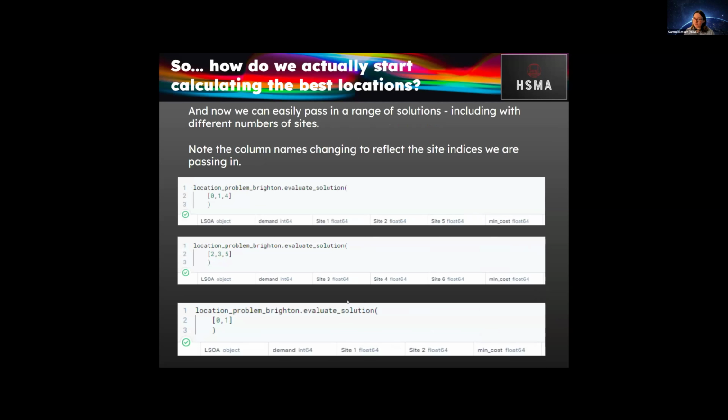So now we can start to pass in a range of solutions, including with different numbers of sites. It's completely flexible. As long as the number of sites you're passing in is lower than the number of sites that exist, then it will work. You can't pass in more sites than exist. And you can see here as we pass in different combinations of sites, the available sites are changing.